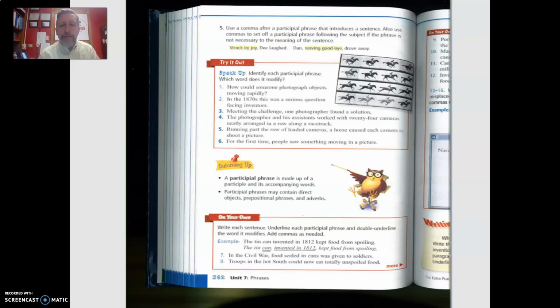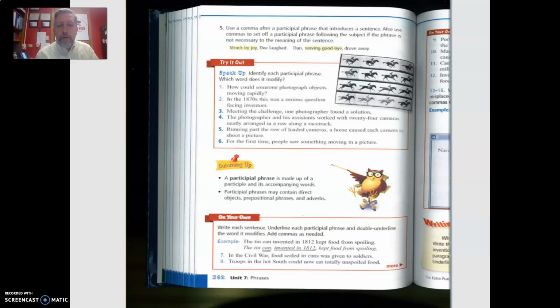Meeting the challenge, one photographer found a solution. Let's see, E-D-I-N-G. Oh, an ing word, meeting, is there. Meeting the challenge, okay, and it's set off with a comma, so there's a clue, right, that it begins a sentence. That must be the phrase. All right, so who or what is meeting the challenge here? Is the solution meeting a challenge, or is the photographer meeting the challenge? So the answer, the word that it modifies, would be photographer.